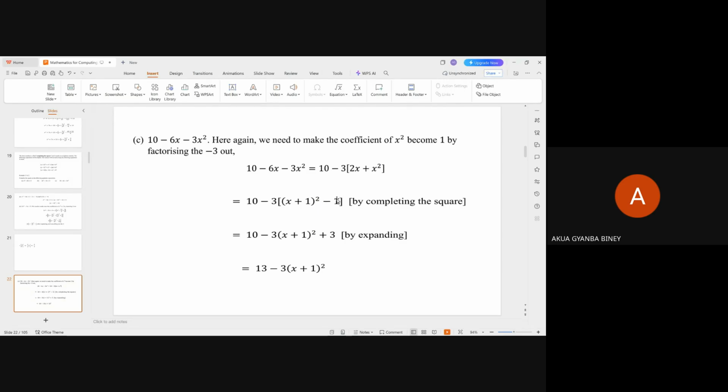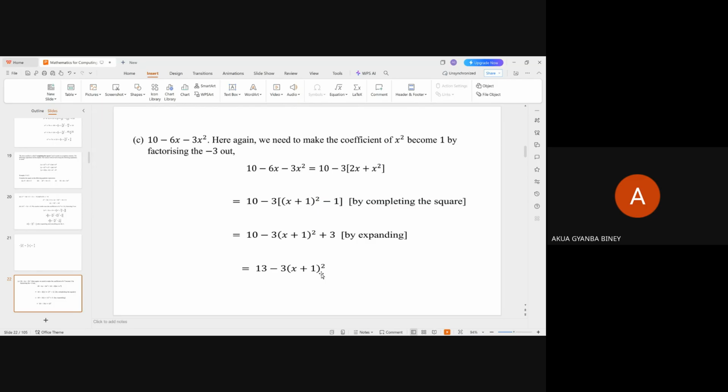And after doing this, he expanded the bracket. So the 10 is here, minus 3(x plus 1) all squared. This multiplying this plus 3. And grouping like terms, we have 13, this plus this, 13 minus all of that over here. So quite different from what our brother did, but the answer is still the same.